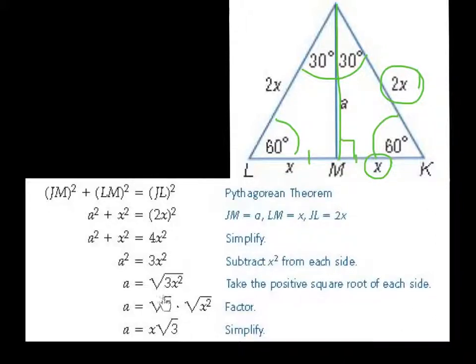Now the square root of 3 we're stuck with, but we can do the square root of x squared. It is x. So this time, if I know the shortest side, I can take it times square root of 3 to get the other leg.